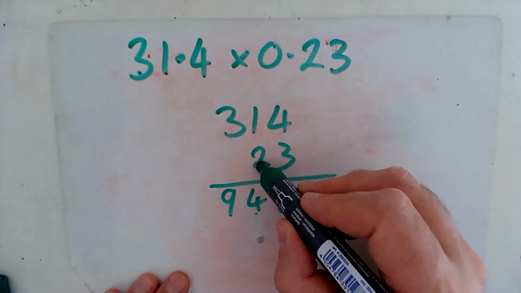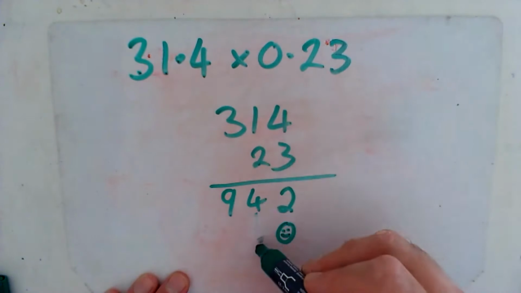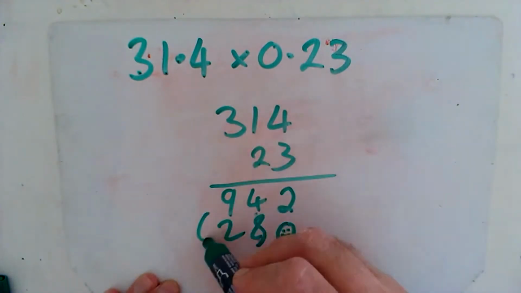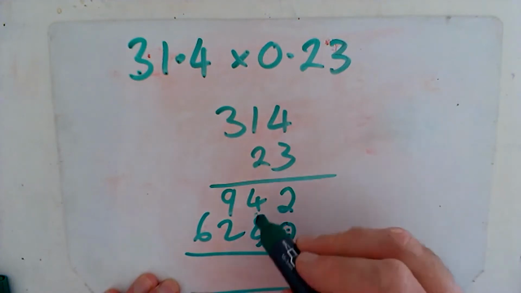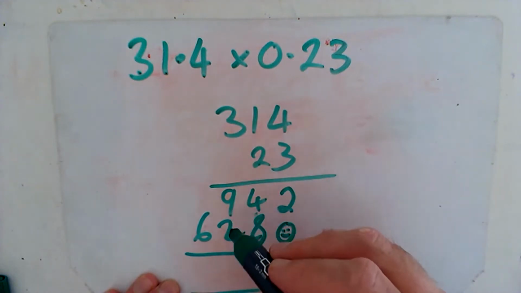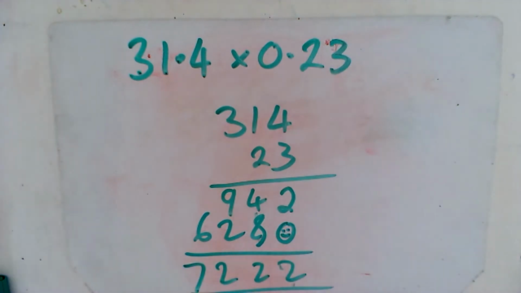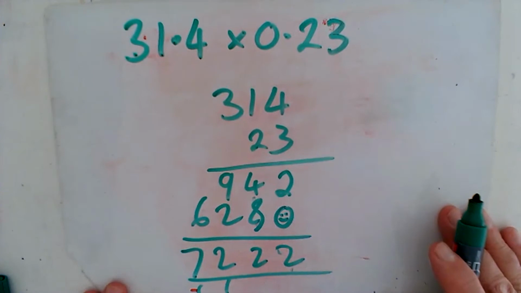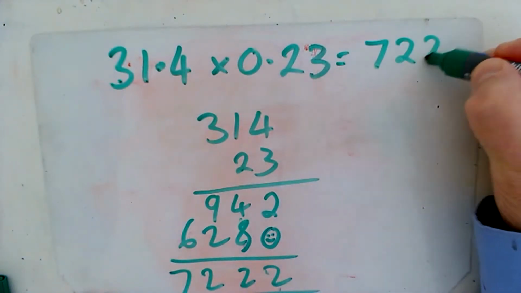Then, because the 2 is worth 20, the most important thing in the world, 2 times 4 is 8, 2 times 1 is 2, 2 times 3 is 6. Then we add them up. 2, 2 carry the 1, 9, 10, 11, and 1 is 12. So we've got 7222.